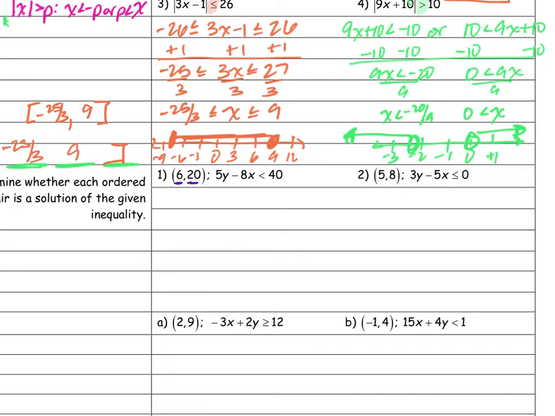That's it. So that means I've got 5 times y, which is 20, minus 8 times 6, and that's got to be less than 40. Okay, so 5 times 20 is 100, minus 48, it's got to be less than 40, so I think this is 52 is less than 40. True or false? Is that true or false? And I'm going to mark down.